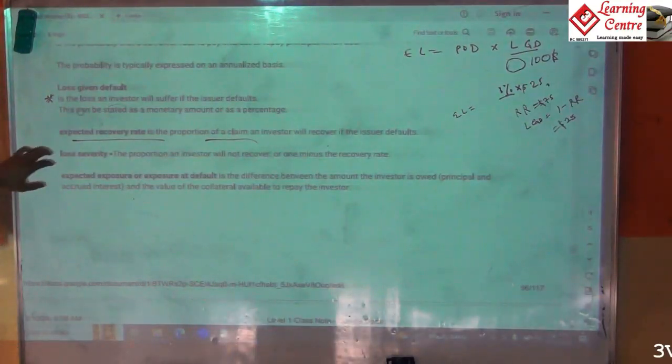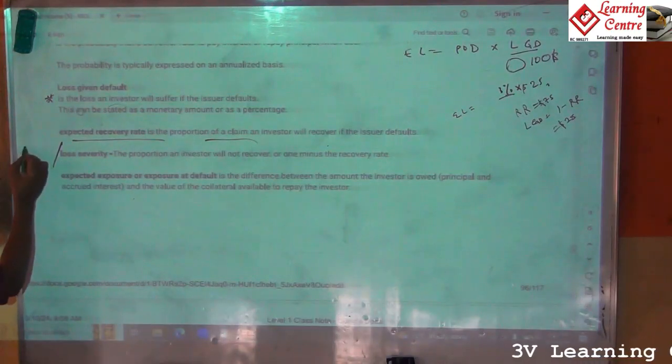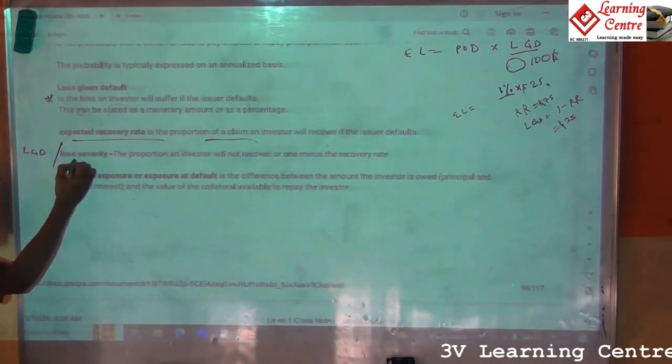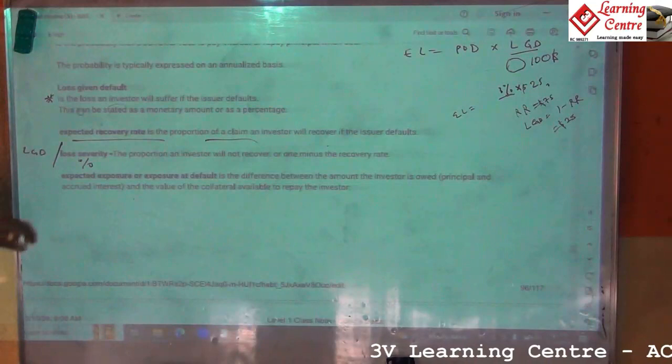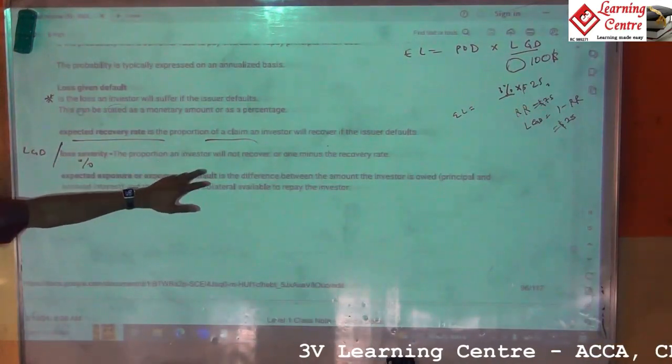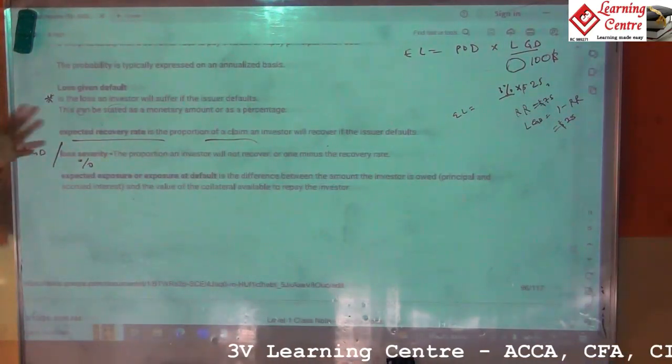Loss severity is the portion that will not be recovered. So I'm not telling you that I'm going to go for that LGD. This one is expressed as $70. The loss severity portion of the measure will not recover: 1 minus recovery rate.